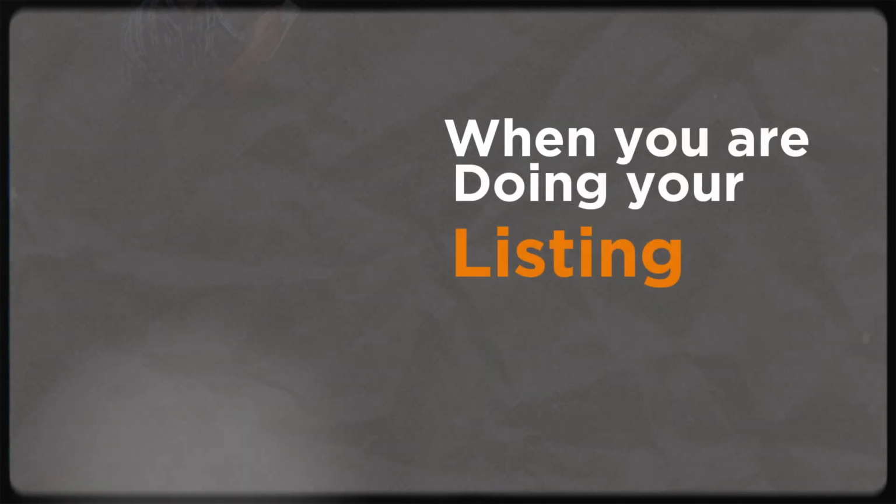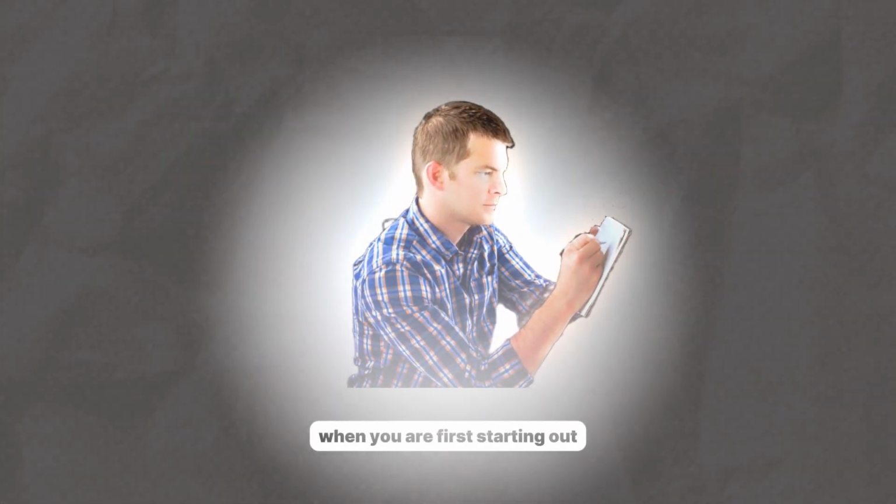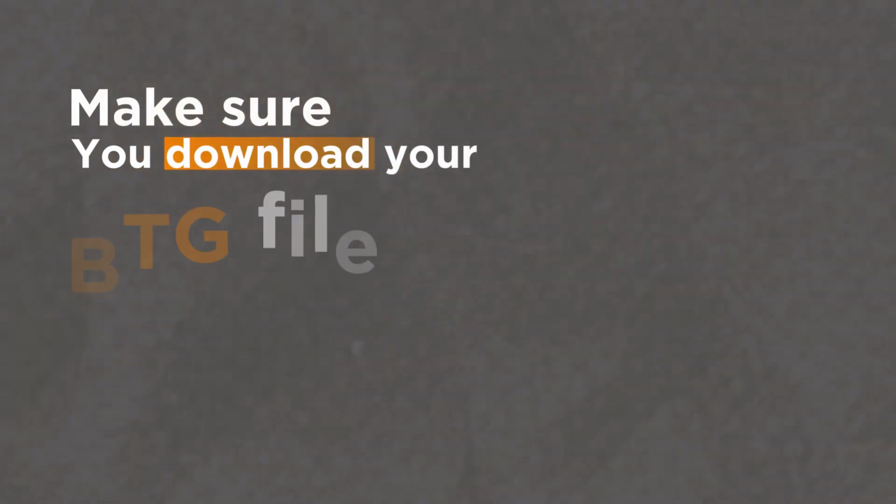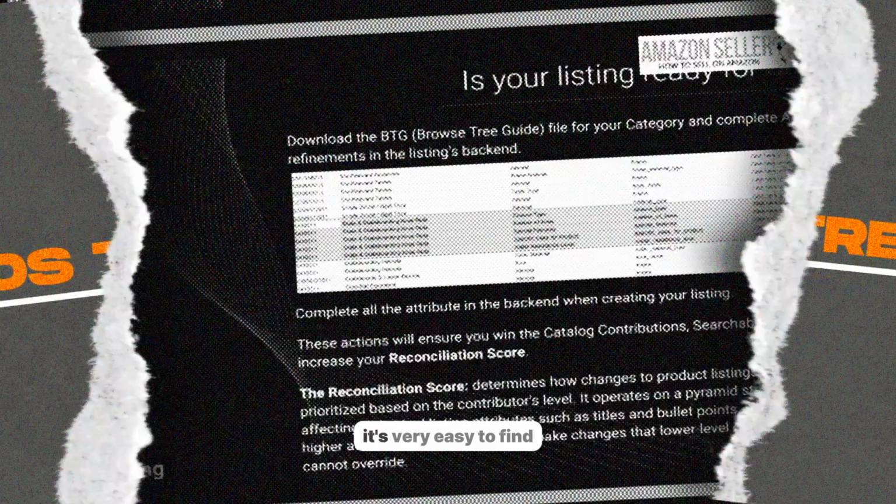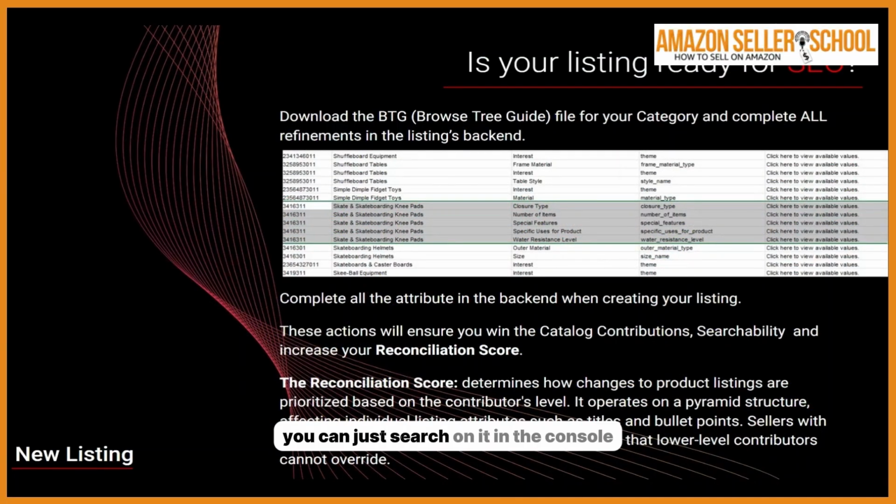When you are first starting out with a new product listing, make sure you download your BTG file, the Browse Tree Guide. It's very easy to find. You can just search on it in the console in Seller Central, and it's going to prompt for it. You download it for your own category, the category that you want to go into.